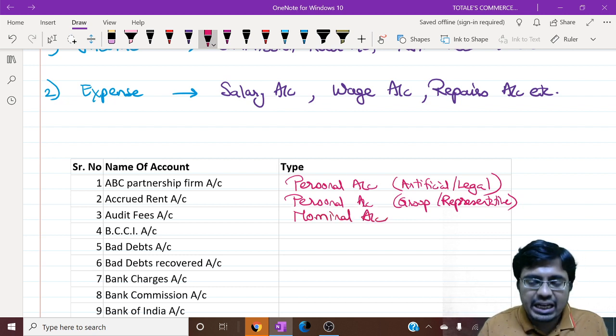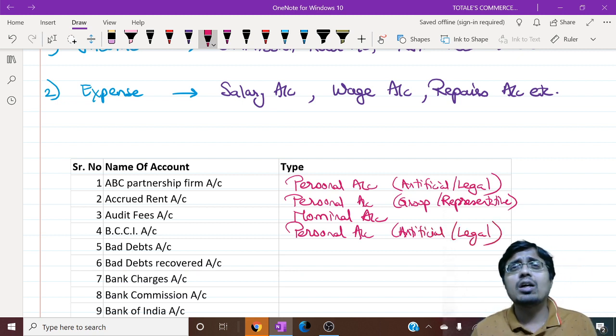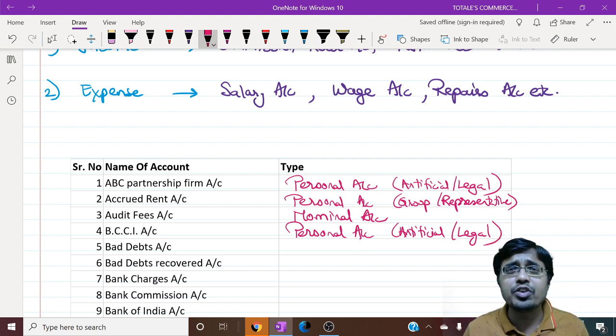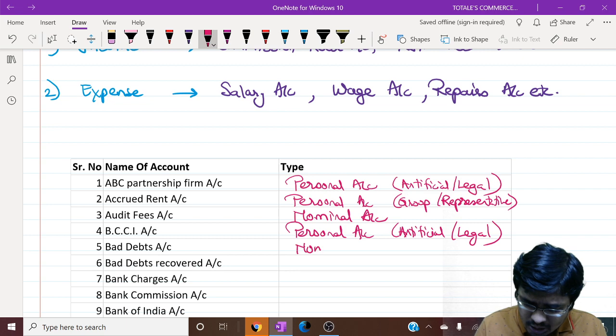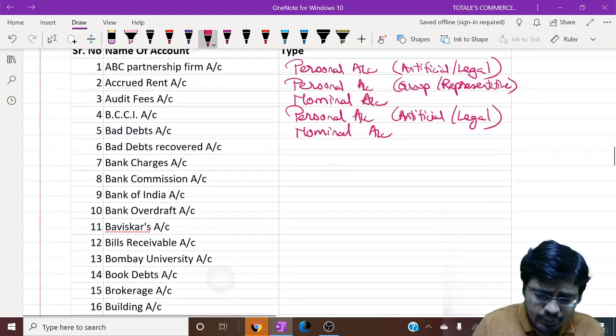Next is Board of Cricket Control of India. Obviously, this is a person. And what kind of personal account is it? Artificial or legal. Bad debts account. Now, what is bad debts? It is a loss. People are not paying your debts. That is a loss for you. So, again, it becomes nominal. Clear?